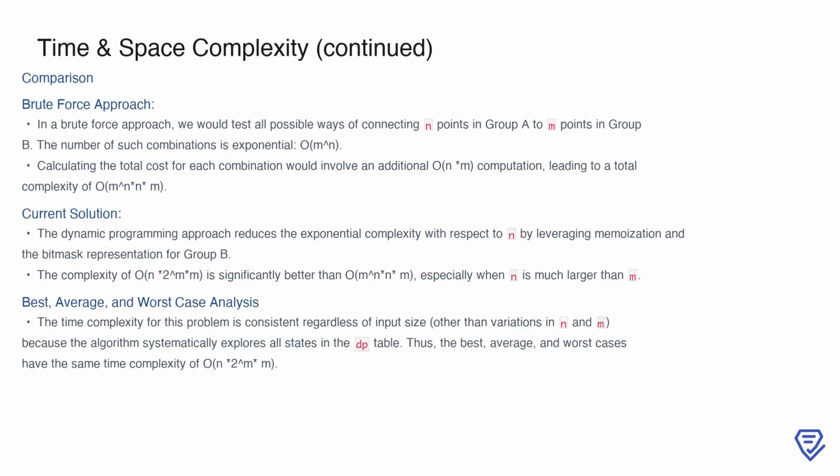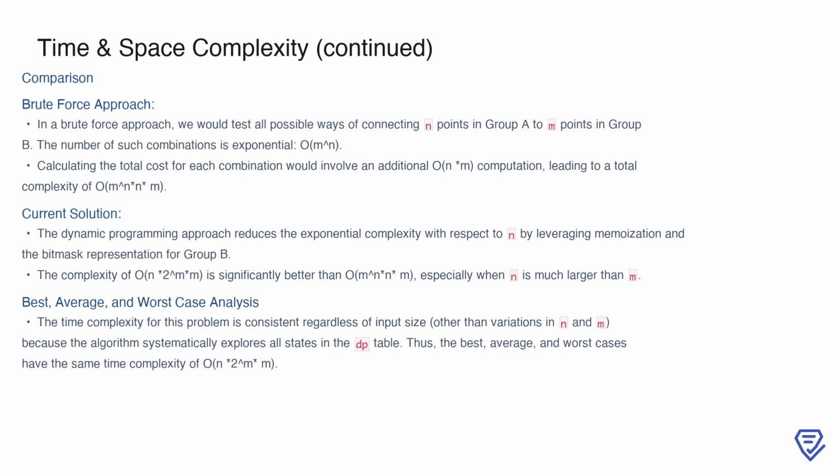To better understand the efficiency of this solution, consider a comparison with a brute force approach. In brute force, we would evaluate all possible ways to connect n points in Group A to m points in Group B. The number of such combinations is exponential, specifically O(m^n). For each combination, calculating the total connection cost requires an additional O(n*m), leading to an overall time complexity of O(m^n * m).